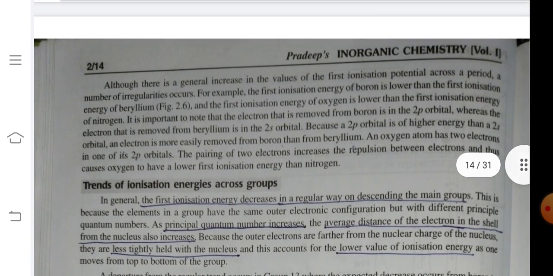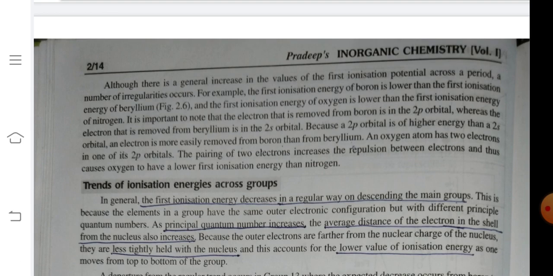Although there is a general increase in the values of first ionization energy across a period, a number of irregularities occur. For example, the first ionization energy of boron is lower than the first ionization energy of beryllium, and the first ionization energy of oxygen is lower than the first ionization energy of nitrogen. It is important to note that the electron that is removed from boron is in the 2p orbital, whereas the electron that is removed from beryllium is in the 2s orbital.